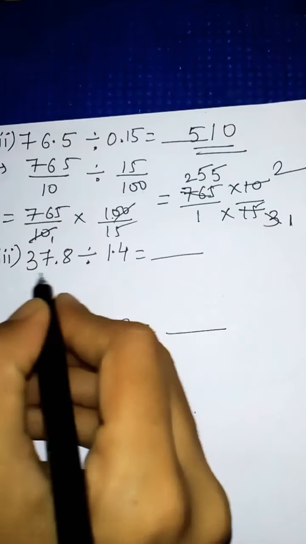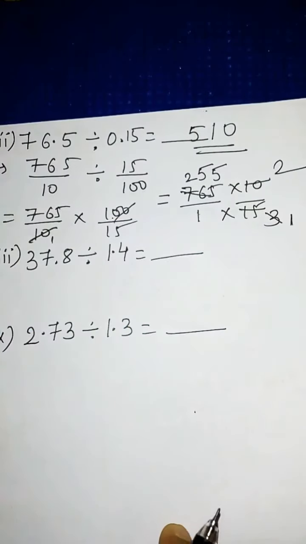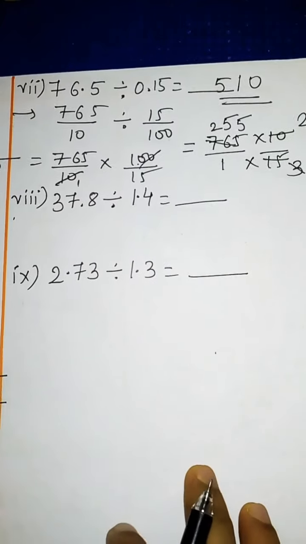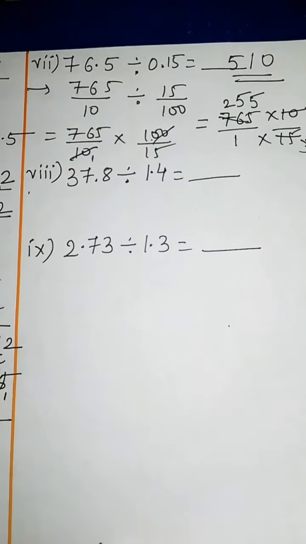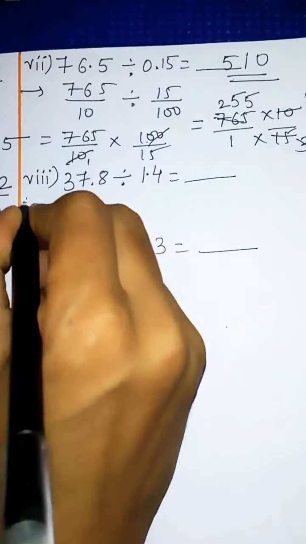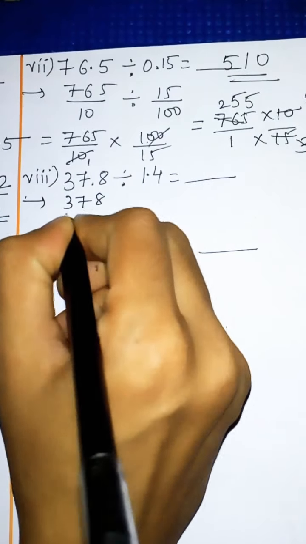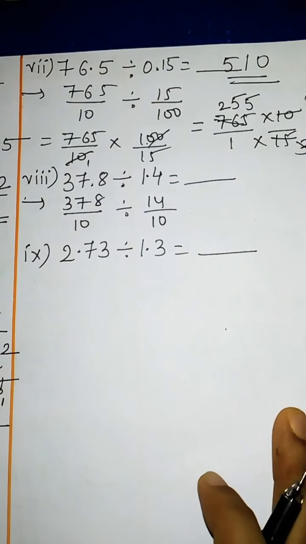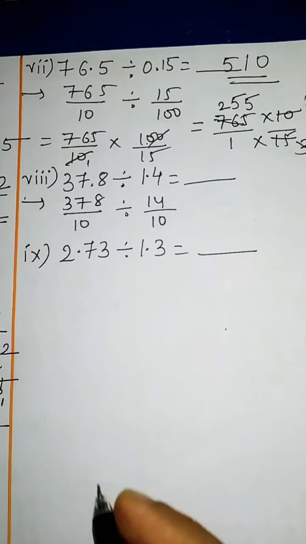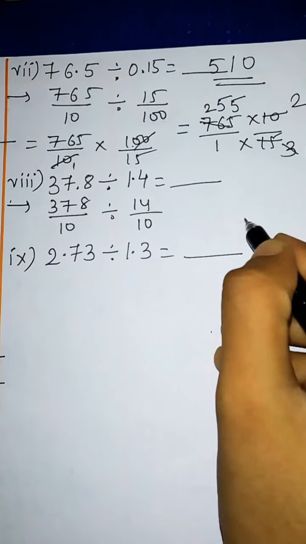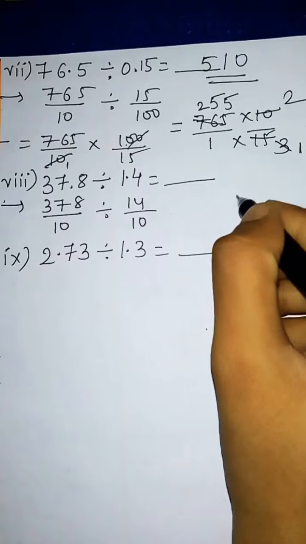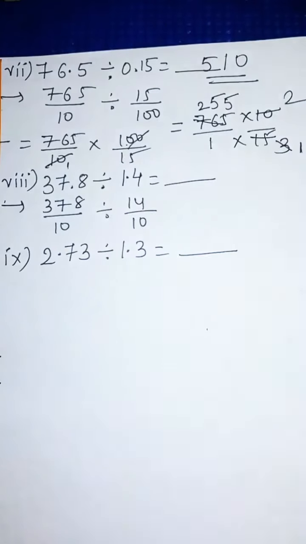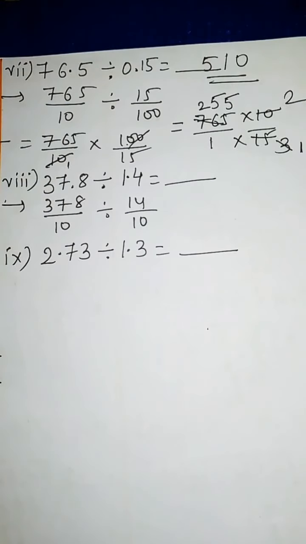Now the 8th one is 37.8 divided by 1.4. So now let us see the 8th sum. 37.8 can be written as 378 upon 10 divided by 14 upon 10. Now again we will take the reciprocal and change it. So I am doing it here. It will be 378 upon 10 divided by this 14 upon 10.